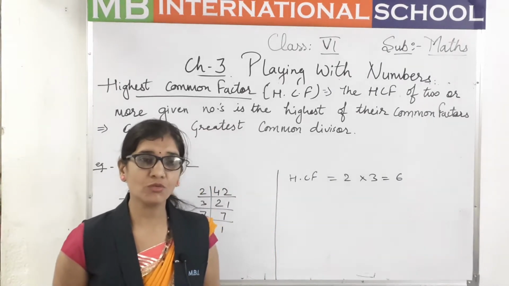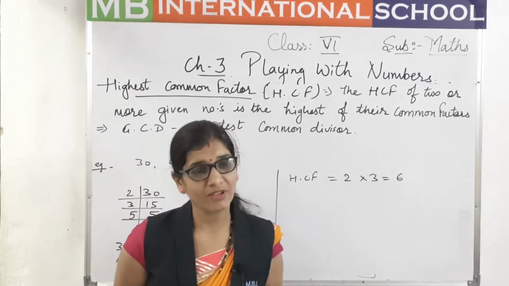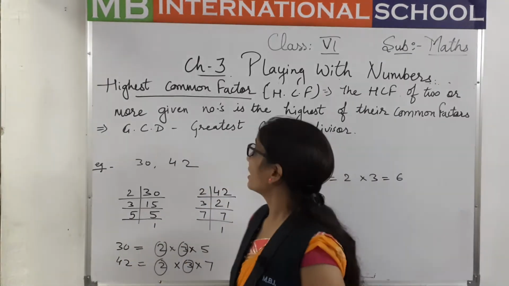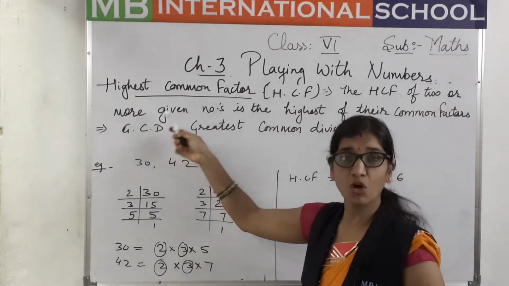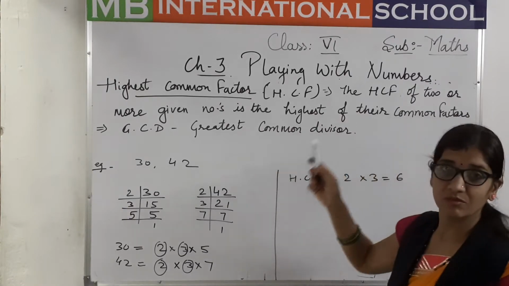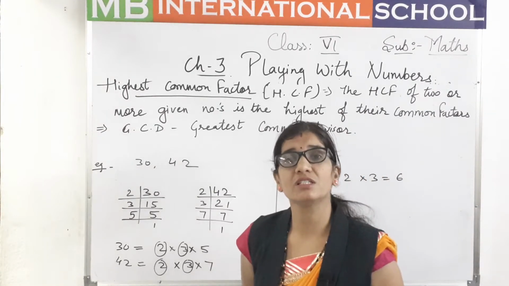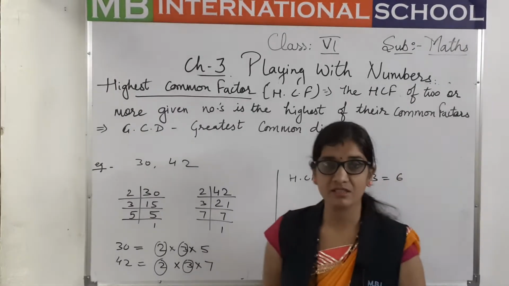Firstly, we want to know what is HCF. HCF is the highest common factor. That is, we can say the HCF of two or more given numbers is the highest of their common factors. It is also named by GCD, that is greatest common divisor.